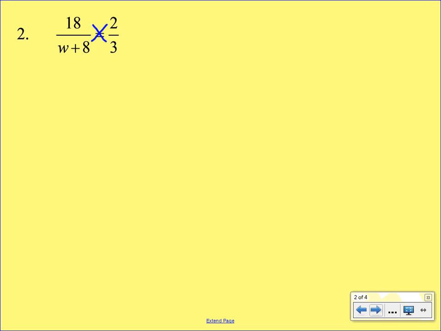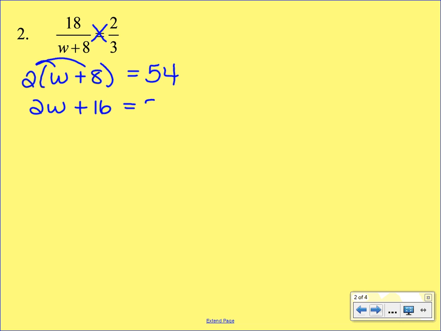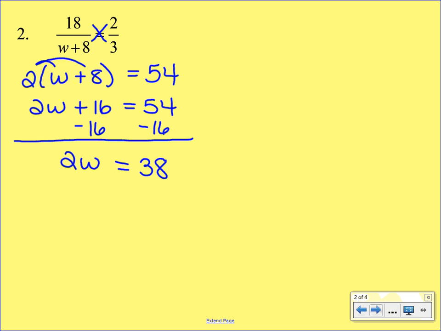We'll start off by doing 2 times the quantity w plus 8 equals 18 times 3, which is 54. All right, we're going to distribute here. 2w plus 16. Bring down the equals 54. Subtract 16 from both sides. Bring down the 2w. The 16s have canceled. We're left with 38. And then divide both sides by 2 to get an answer of w equals 19.